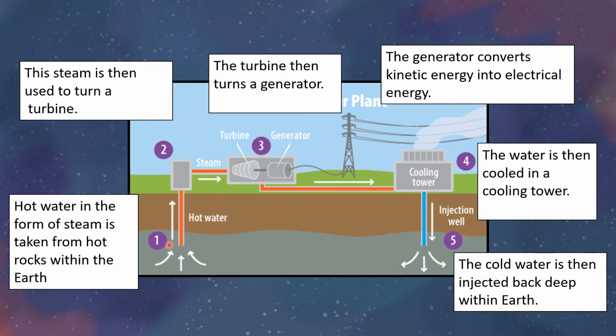Okay, so remember, non-renewable means it will run out eventually. So things like coal and oil and natural gas, those will run out eventually. That's why we need renewable energy like this. Okay, because this will last forever. But again, it can only be in certain places in the world. We can't build these plants everywhere.